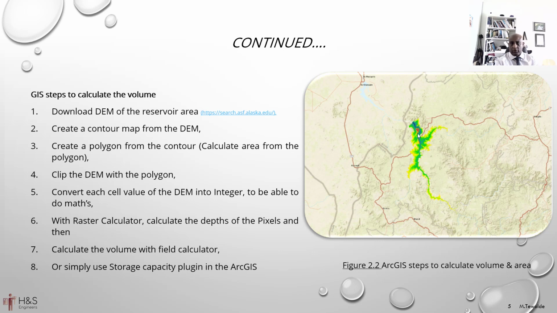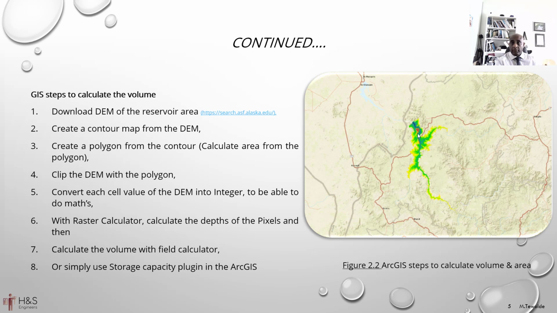Then I can calculate statistics using the ArcGIS field calculator and so on. Then I use the raster calculator to calculate the depth of each pixel from the top level that I wanted, the crest level, the normal level of the reservoir. You can calculate the depths from any level, up or down. You can do that very easily with ArcGIS.